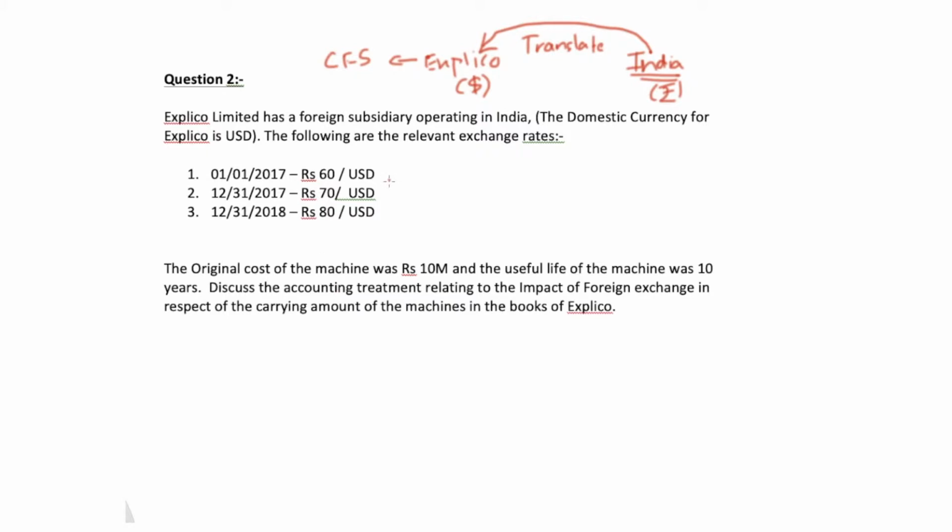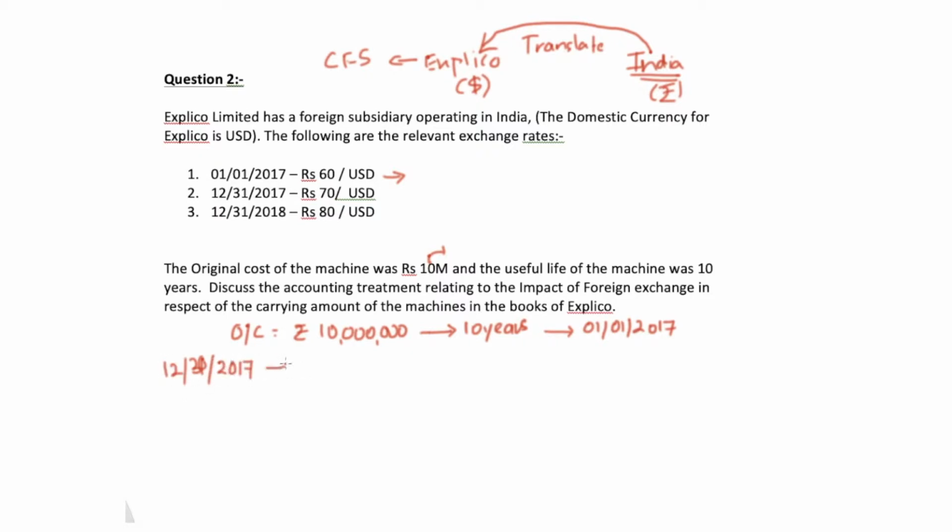Now, the first date we're going to encounter is 1st Jan 2017. On that date, the exchange rate is rupee 60 per dollar, and the original cost of the machine is 10 million Indian rupees, which is going to be depreciated over a period of 10 years. Now, this is the scenario as of 1st Jan 2017.